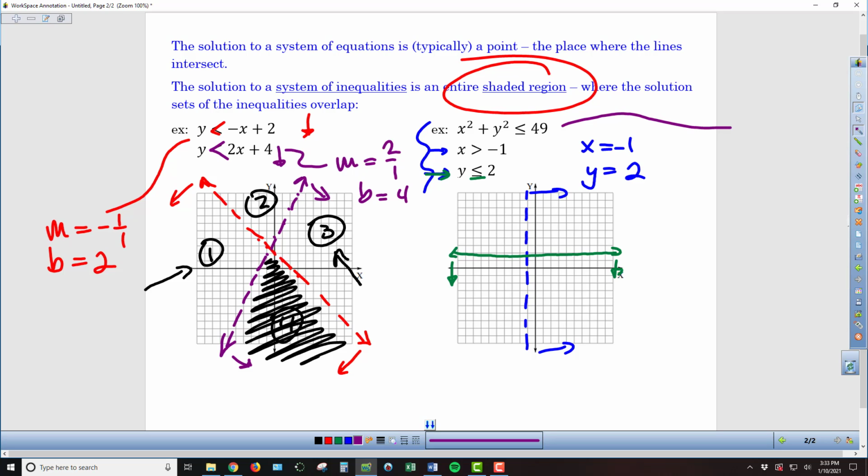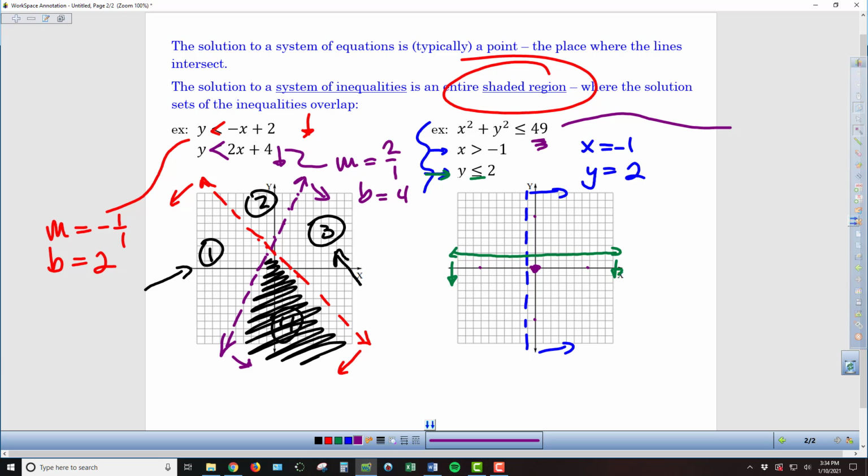Now x squared plus y squared equals 49 if we ignore the inequality for now. Hopefully we recognize that as being the equation of a circle whose center is at the origin and with a radius of the square root of the number over there, so a radius of 7. So I'm going to go over 7 in each direction, here, here, here, and here.